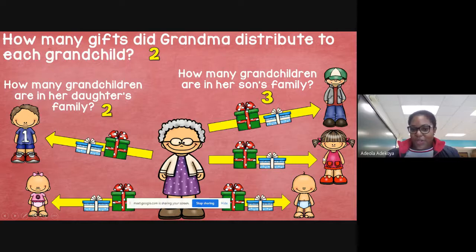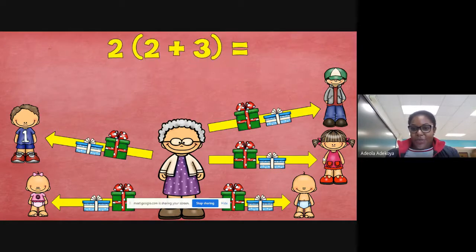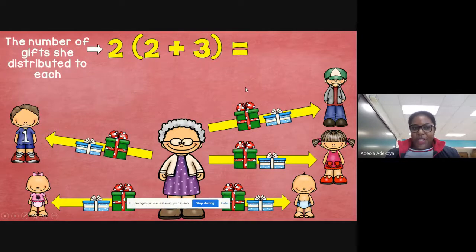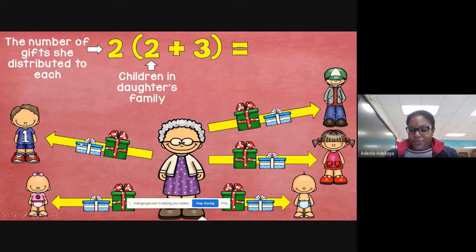So how does this work? In an equation, we've got each person gets 2, and then we have 2 plus 3. All right. So the 2 on the outside represents the number of gifts that she distributed to each grandchild. The first 2 represents the number of children in her daughter's family here. And the 3 represents the number of children in her son's family.